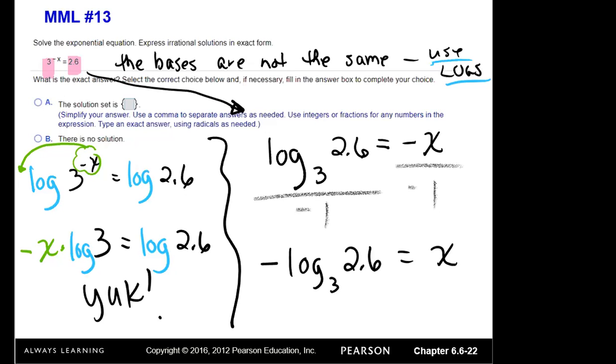Now, I have successfully solved for x, but my MyMathLab in usual form gives me some weird directions. It says simplify your answer. Use a comma to separate answers as needed. Use integers or fractions for any numbers in the expression. 2.6 is a decimal. Here's my problem child right there. My MyMathLab won't take that. So what the heck is 2.6?